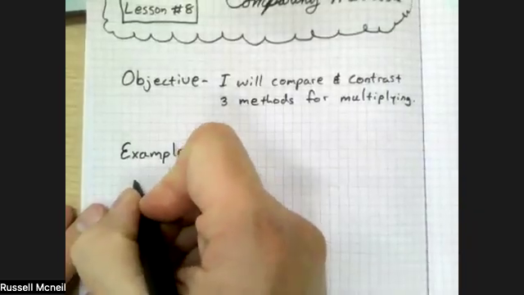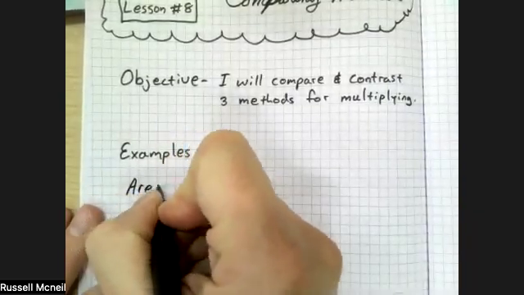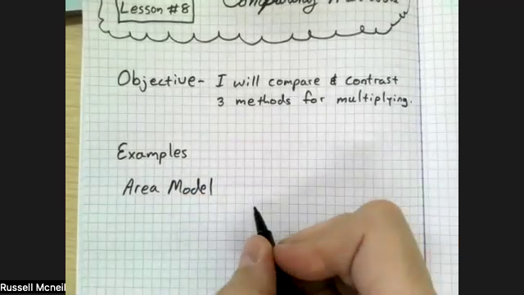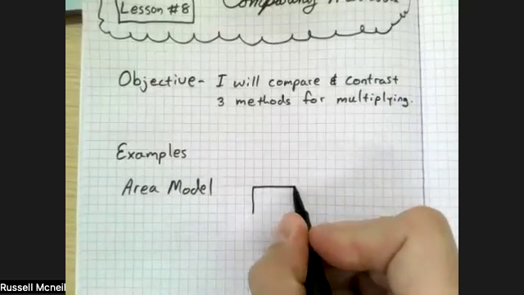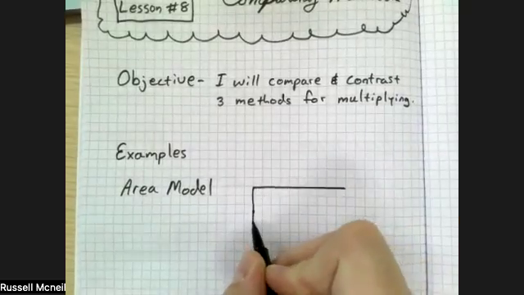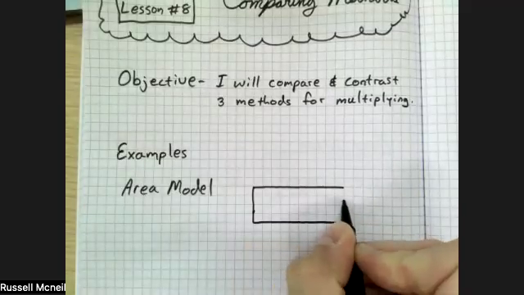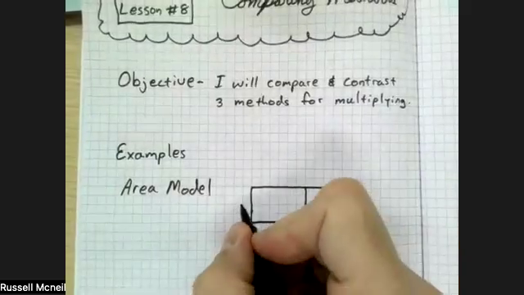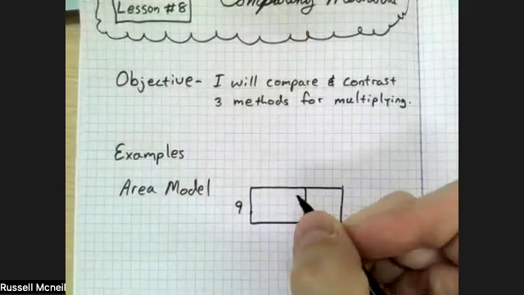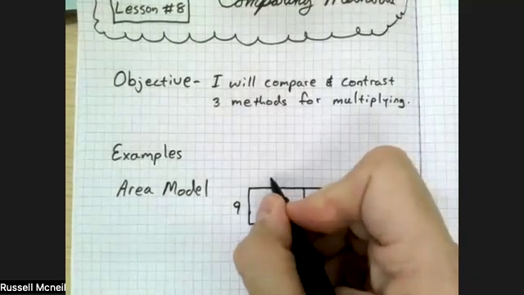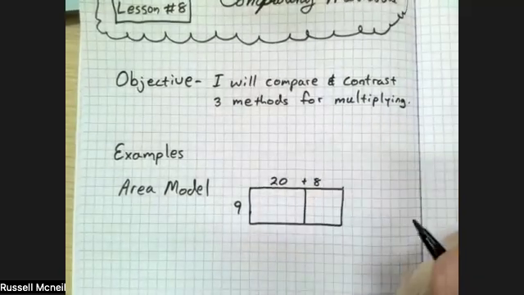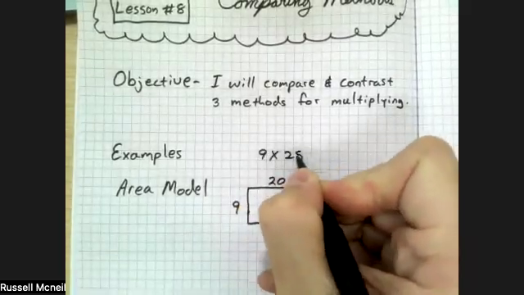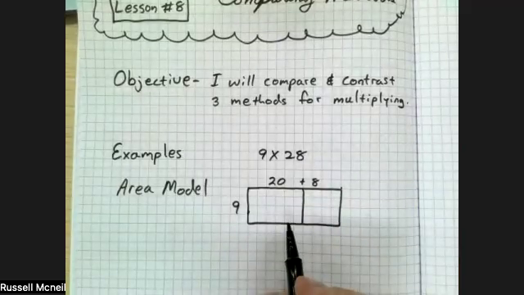First method, we've got our area model. The area model, I'm going to grab a few boxes. Again, if you don't have a grid notebook, you may want to use a ruler. The problem is 9 times 28. So 20 plus 8. And I'll put that example problem up here. 9 times 28. So first method, we have our area model.